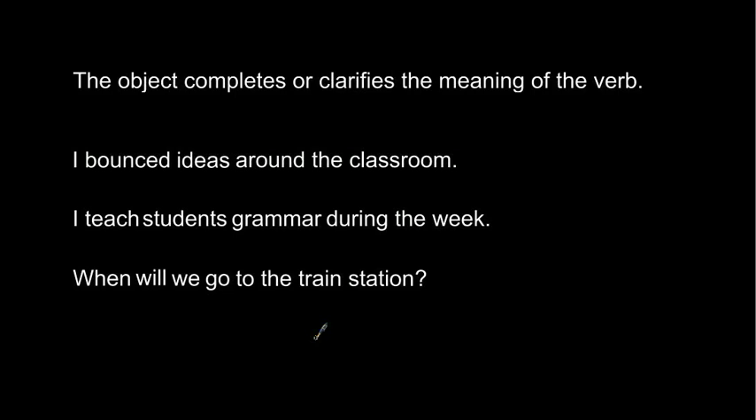Moving on. Now, I want to show you how the object makes a verb transitive or intransitive. So we have here, I bounced ideas around the classroom. The first thing I can do is take out that prepositional phrase, around the classroom. So I just bounced ideas. There's an object, I bounced ideas, making that the direct object, making that transitive. However, I can easily take out ideas, and I bounced around the classroom. I just bounced. There is no object that I bounced, so therefore bouncing is describing me. And that would make that an intransitive verb because you don't need an object to complete that verb there.